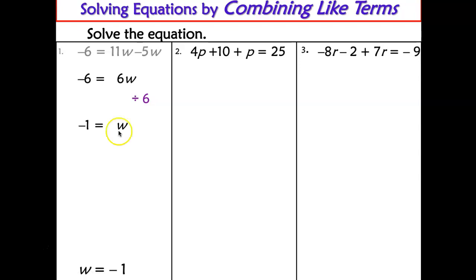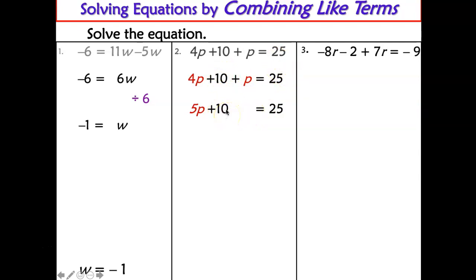So w is equal to negative 1. Okay, another example. Find the like terms. Okay, so in this case, the like terms are 4p and p, which is also the same as 1p. And then you can add them both. So that will become 5p. And then just copy 10 plus 10 and you have 25.